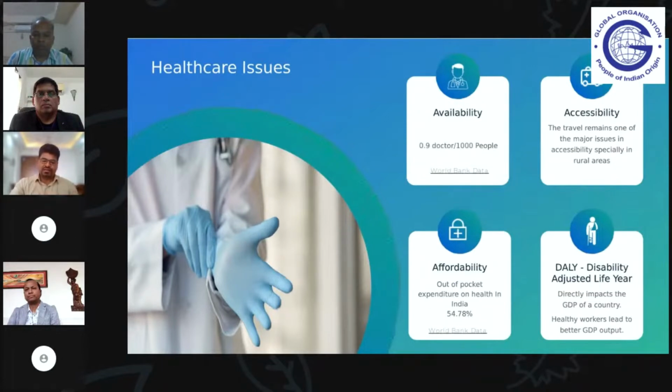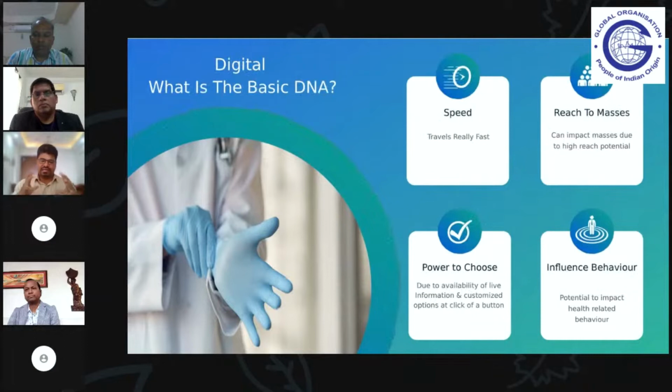Now, after talking about these basic healthcare issues that have been there for decades, let us move on to digital and see the basic DNA of digital. Why DNA? What are the elements of DNA which make it so interesting? The first one is speed. Digital has good speed. It travels really, really fast. In the morning you receive one WhatsApp message, by the evening it travels to crores of people, and then again it lands in your mobile. That is the speed of digital. Because of this speed, digital is well accepted.